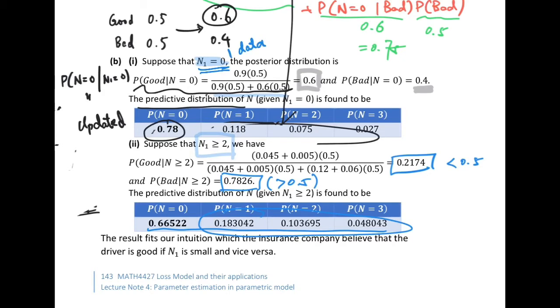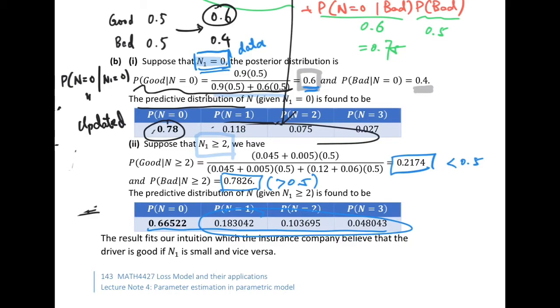Now here you can see, even though this guy does not cause any accident, from the calculation it looks like the insurance company does not 100% trust this guy is a good driver. It only pays a slightly larger weight on the probability that this guy is a good driver, only 60%. But still, it has some tendency to believe that you may be a bad driver.